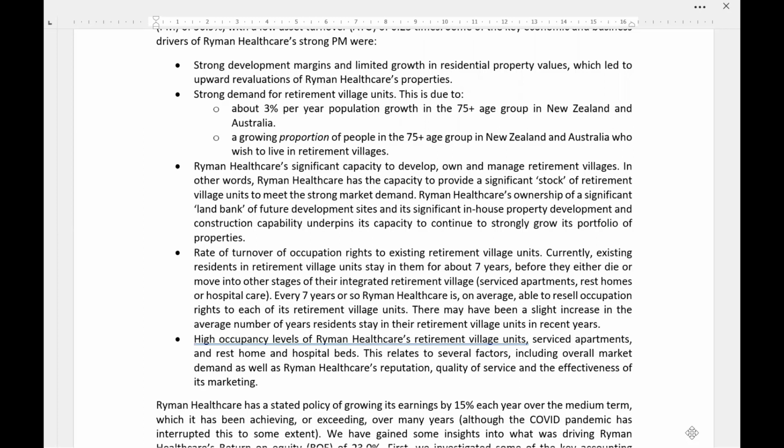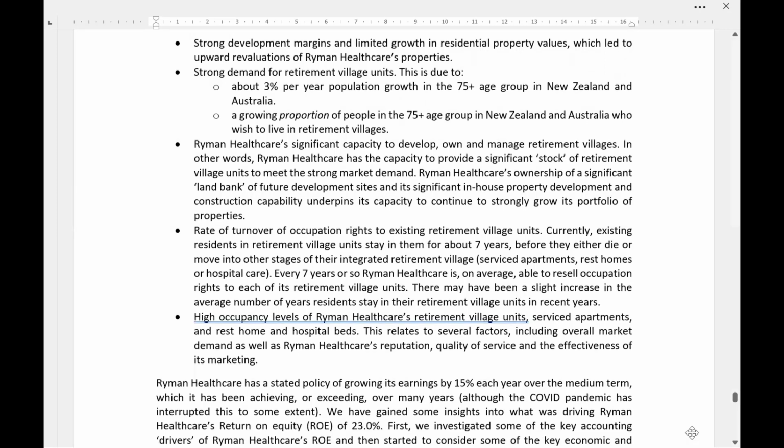Ryman Healthcare's significant capacity to develop, own and manage retirement villages. In other words, Ryman Healthcare has the capacity to provide a significant stock of retirement village units to meet the strong market demand. Ryman Healthcare's ownership of a significant land bank of future development sites and its significant in-house property development and construction capability underpins its capacity to continue to strongly grow its portfolio of properties.